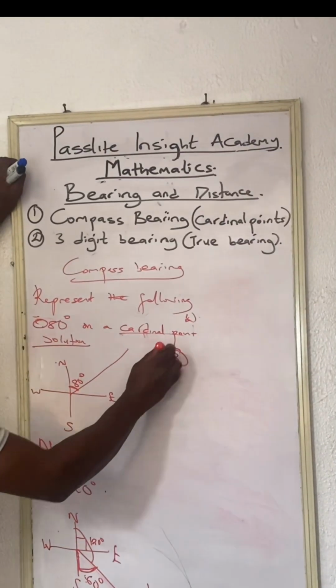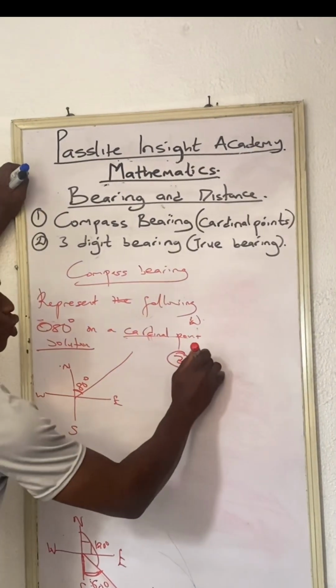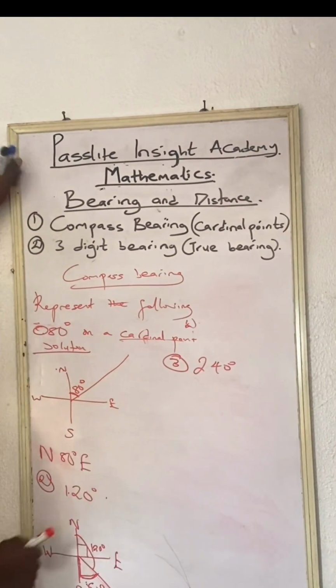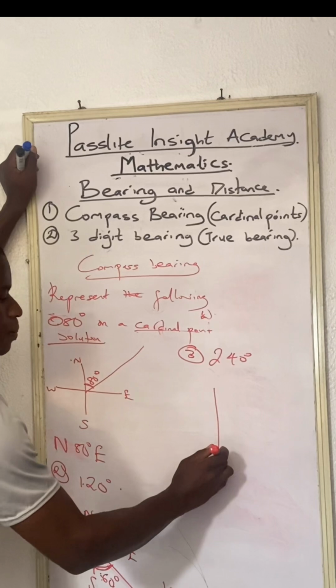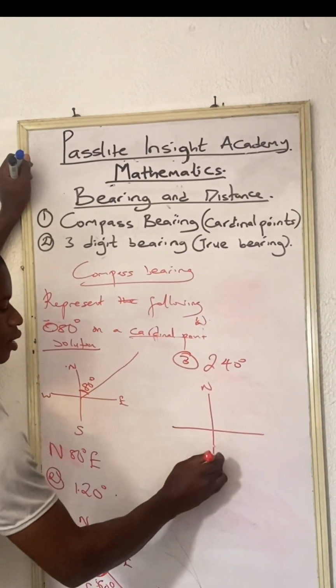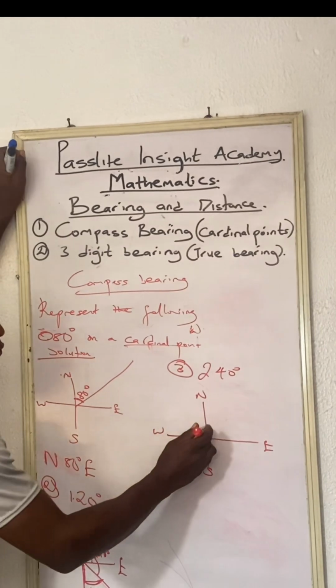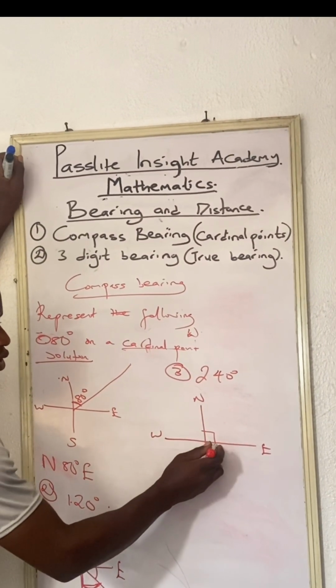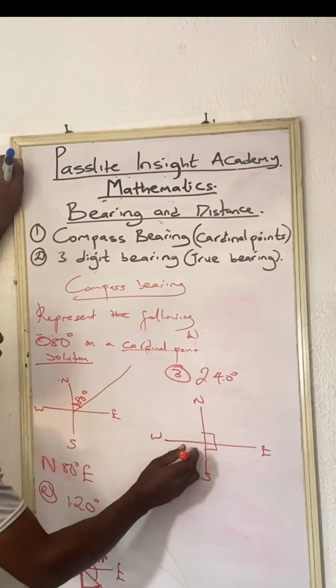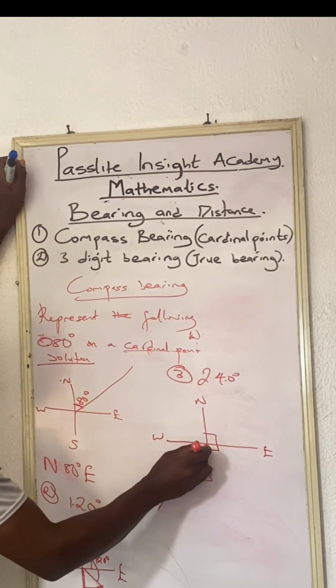So the third one, let's work on 240 degrees. The same way. So from the beginning, this is north, south, east, west. Then from here to here is 90. Here to here is 180. Then you are going to 240. So this is 240 here.